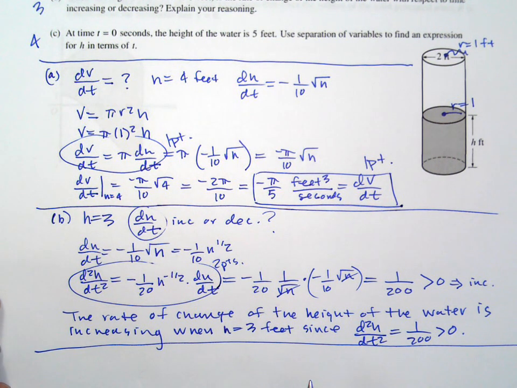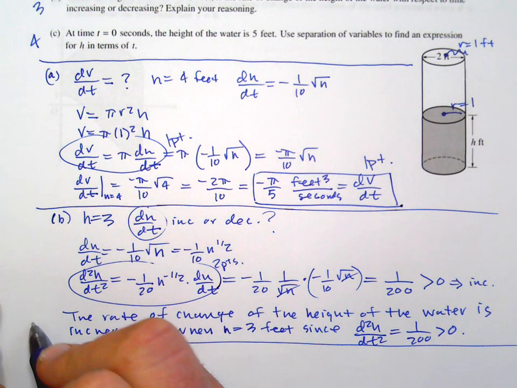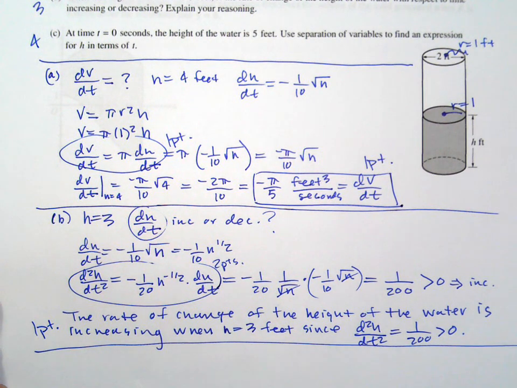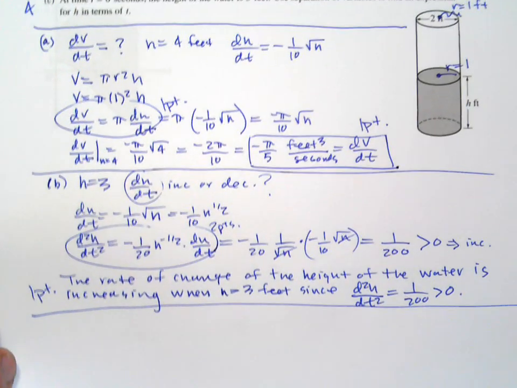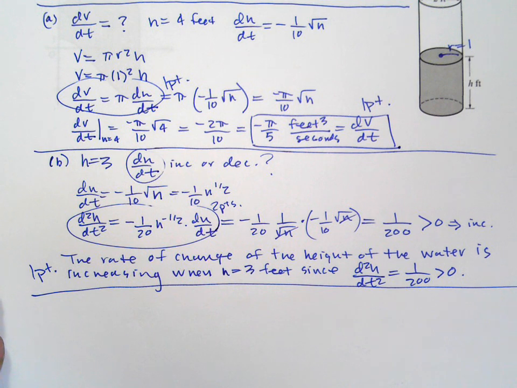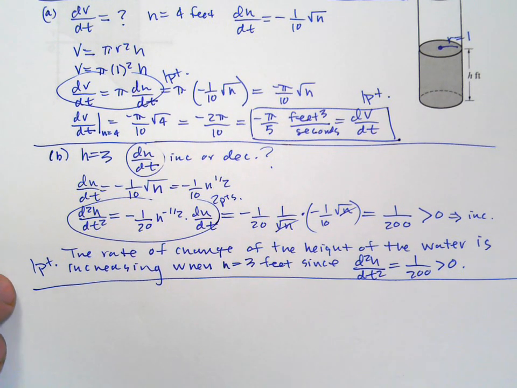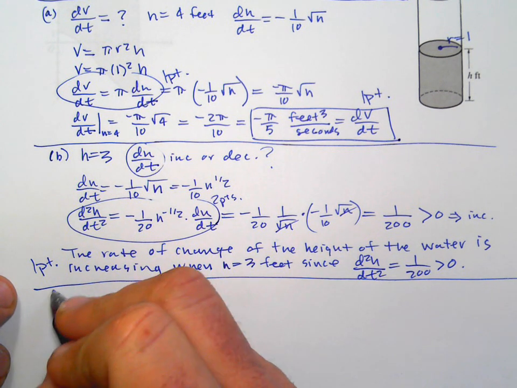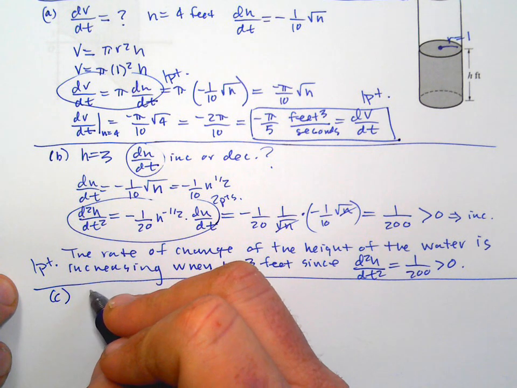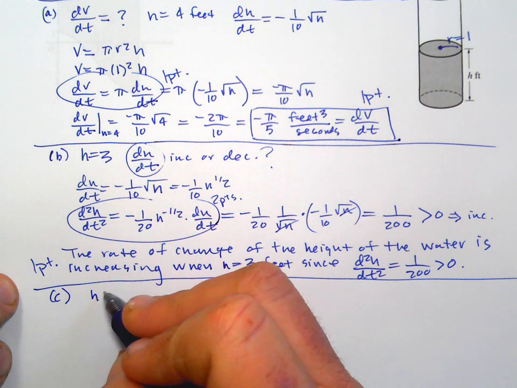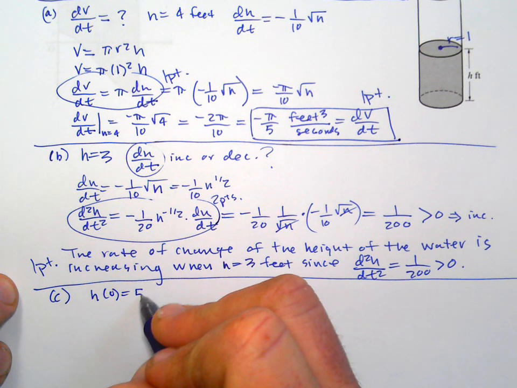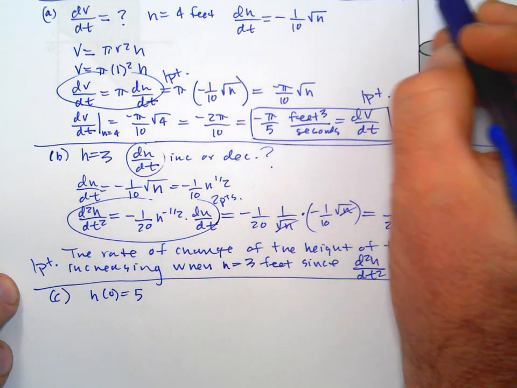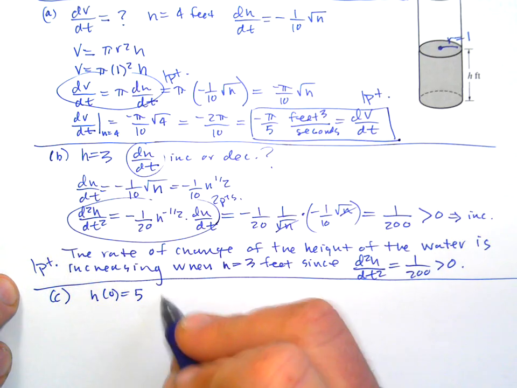Now, so your last point was for your answer with explanation, justification. Okay. Part C says 4 points. That's a lot of points. It says t equals 0. The height of the water is 5 feet. So they're saying h0 is 5 feet. It says use separation of variables to find an expression for h in terms of t.